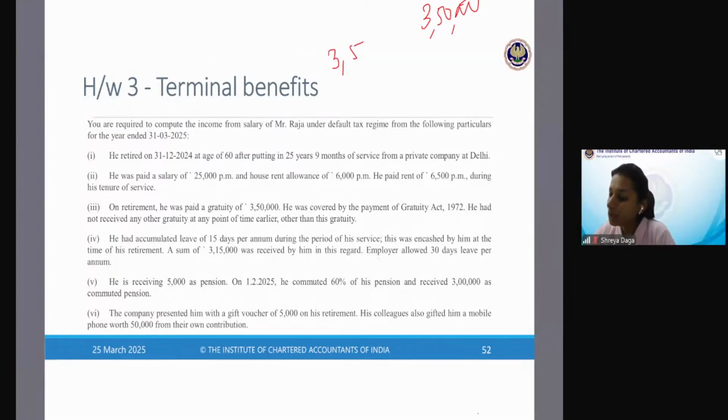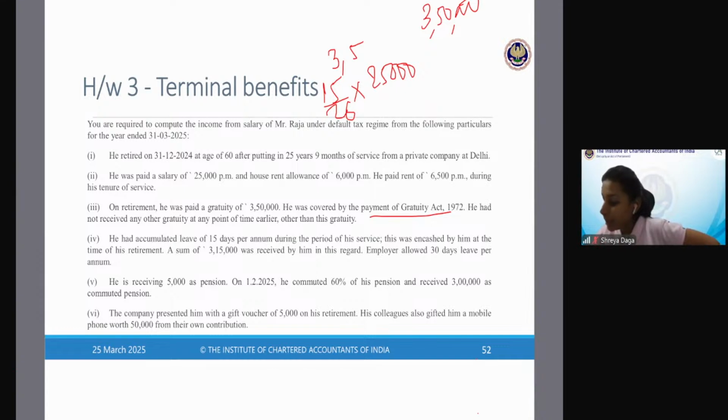And the second would be 15 days for every completed year of service. Now, please see whether he is covered under the Payment of Gratuity Act. Yes, he is covered. So if he is covered under the Payment of Gratuity Act, then the number of days will be taken as 26. And then we multiply by the last drawn salary, which we have seen as 25,000.